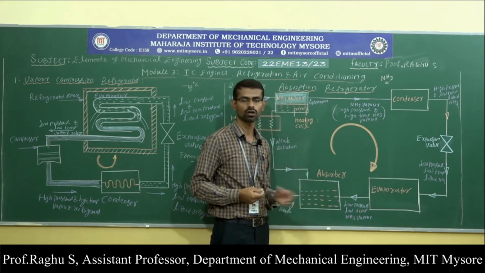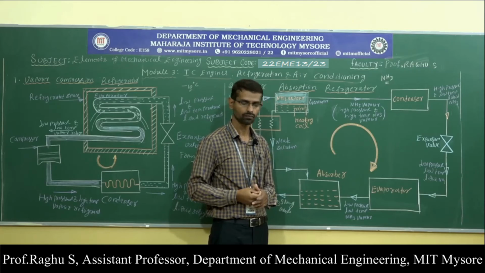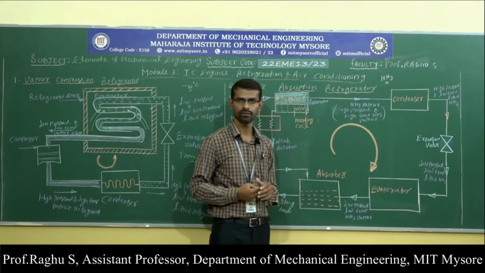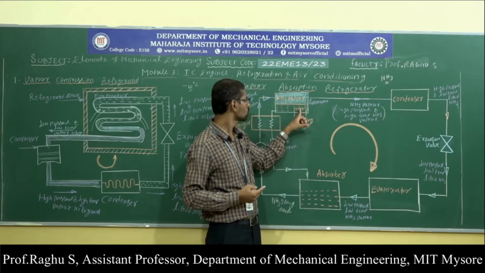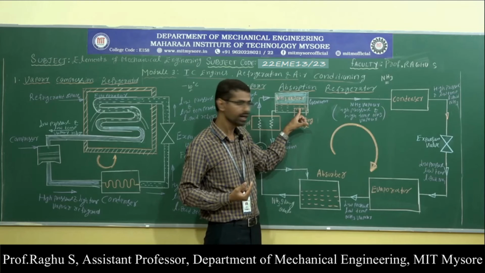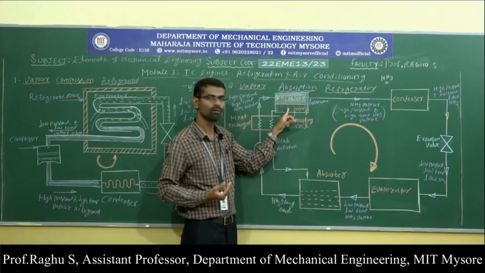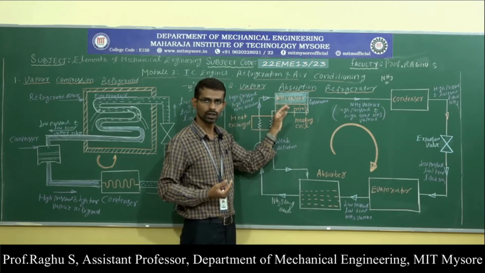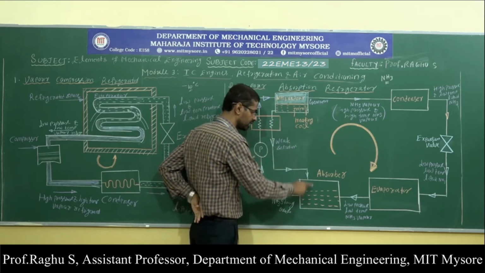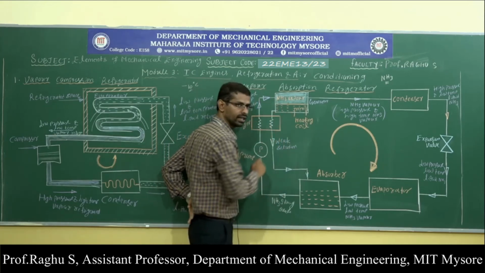Here again this strong ammonia solution is formed and the cycle gets repeated. Here, once the strong ammonia solution is heated, the ammonia vapor gets separated from this solution, and this solution becomes weak. This weak ammonia solution is again sent to the absorber through the heat exchanger.